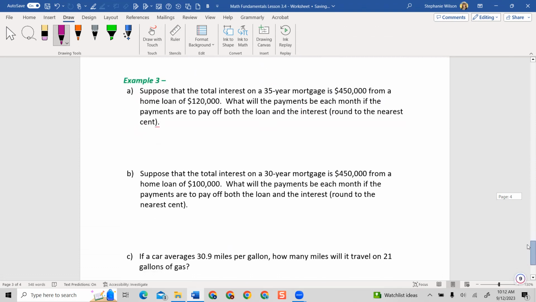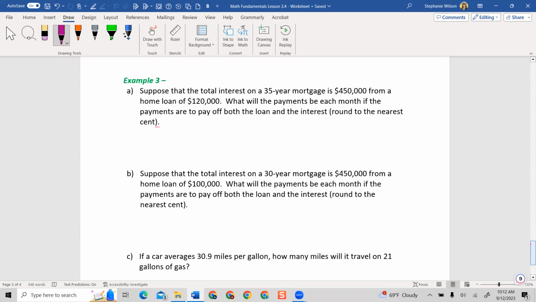So let's look at the next example I want to work. I want to work the A here. It says suppose a total interest on a 35-year mortgage is $450,000 from the home loan of $120,000. What will the payments be each month if the payments are to pay off both loan and interest? And we're going to round to the nearest cents.